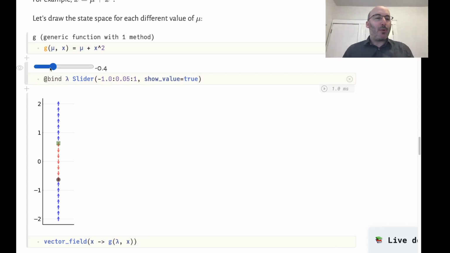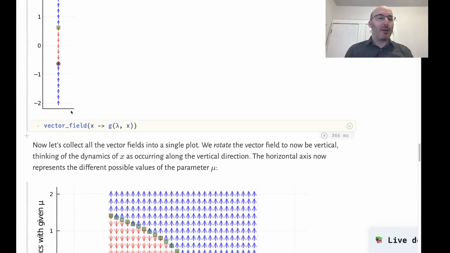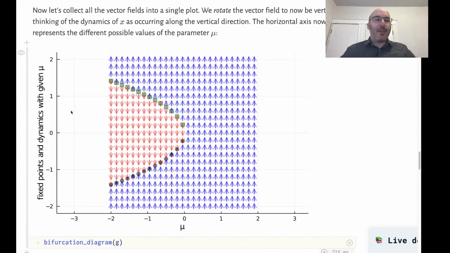So we can summarize the whole behavior of the system for all values of mu by stacking all of these vector fields together next to each other. So that's what I've done here, and this is basically what's called the bifurcation diagram of the system. So you can see that we have these two fixed points that move closer together as I increase the value of mu. So let's just take a moment to understand what this picture is showing.